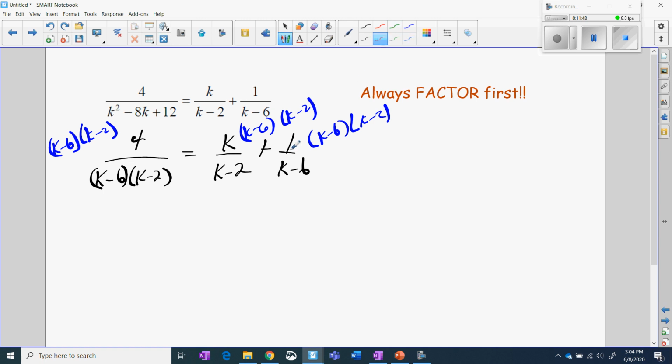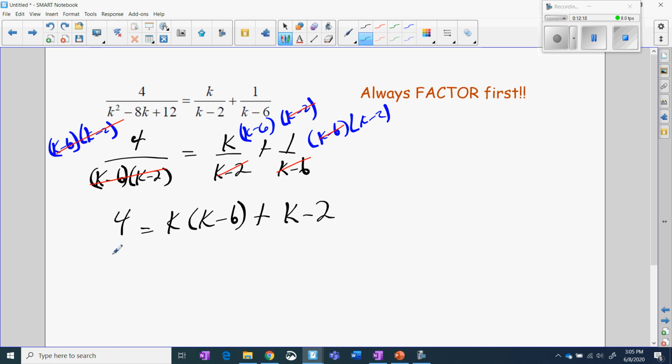Watch what happens to your denominators. This one crosses out this one. This one crosses out this one. This is all gone, leaving us with just a 4 on the left side. This k is going to get multiplied into here, so k multiplied by k take away 6. You can expand that as you're going if you want to, just showing every little step here so people can see what's going on. This 1 will get multiplied by that. So the original ugly looking equation is now this.